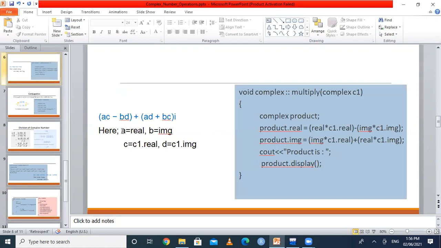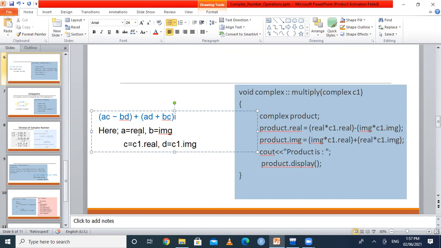We know that here a equals real and b equals imaginary, then c equals c1 dot real and d equals c1 dot imaginary. So ac means real multiplied by c1 dot real, minus bd, and bd means imaginary multiplied by c1 dot imaginary. This indicates the real part, because there is no multiplication with i present here. And similarly, this is the imaginary part.